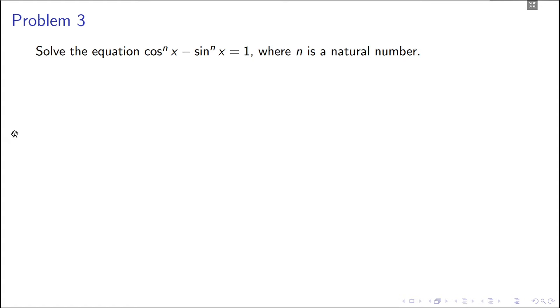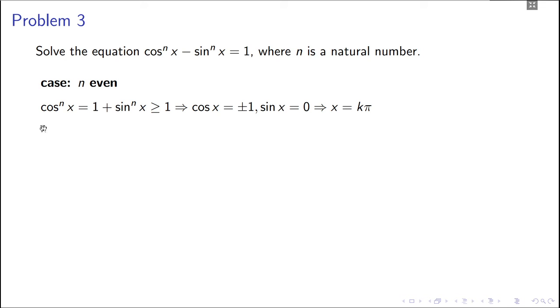This is problem 3. It says solve this equation, cos to the power n of x minus sine to the power n of x equal to 1, where n is a natural number. So first of all, if n is even, then you can write cos to the power n x is 1 plus sine to the power n x. And since this is greater than or equal to 0, this will be greater than or equal to 1. And since cos x cannot take a value greater than 1, there has to be equality here.